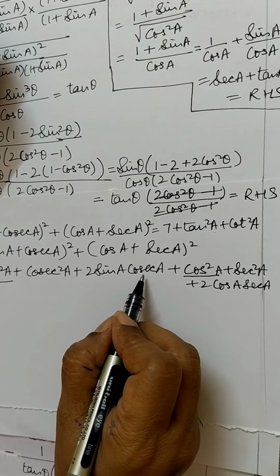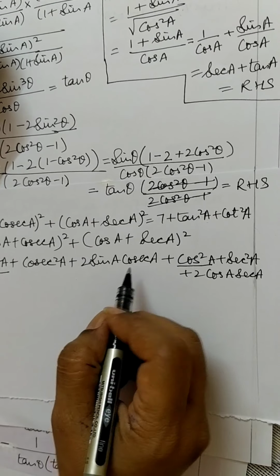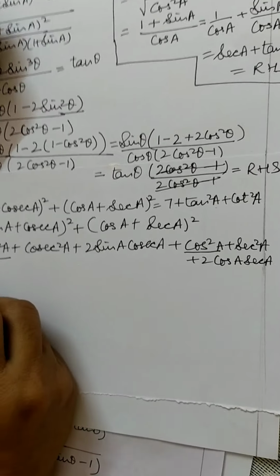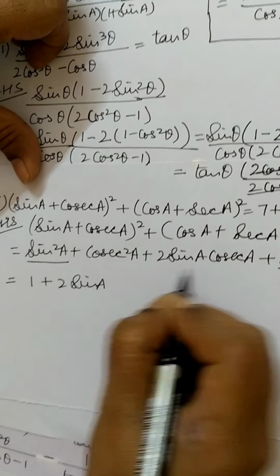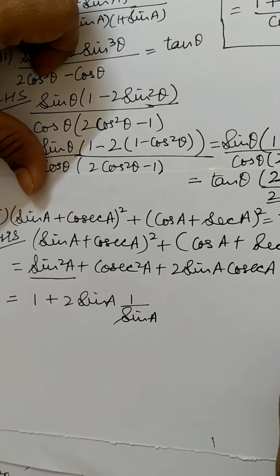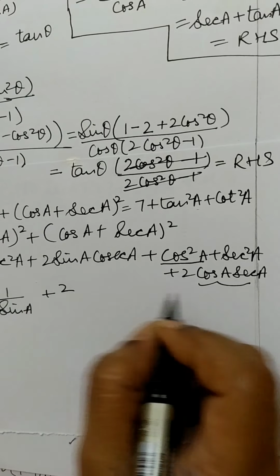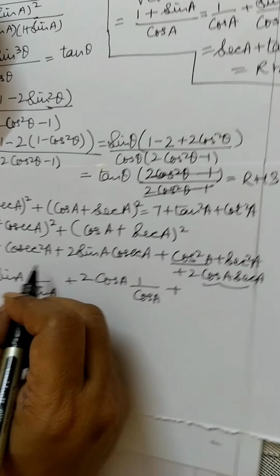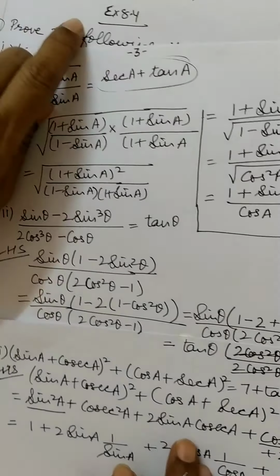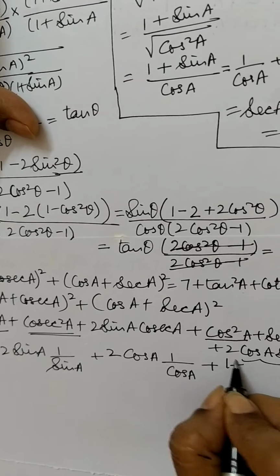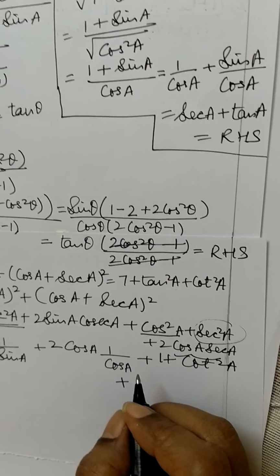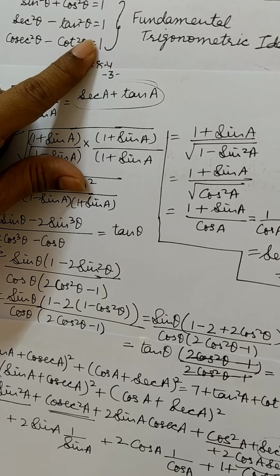We know that cosec A and sin A are reciprocals of each other. So either in place of cosec A you can write 1 upon sin A, or in place of sin A you can write 1 upon cosec A. So let us write cosec A as 1 upon sin A. Similarly in this term also, 2 cos A, and in place of sec A we can write 1 upon cos A. Cosec square A, you can see here in the identity, can be written as 1 plus cot square A. So in place of cosec square A we are writing 1 plus cot square A, and in place of sec square A we can write, see here in the identity, 1 plus tan square A.